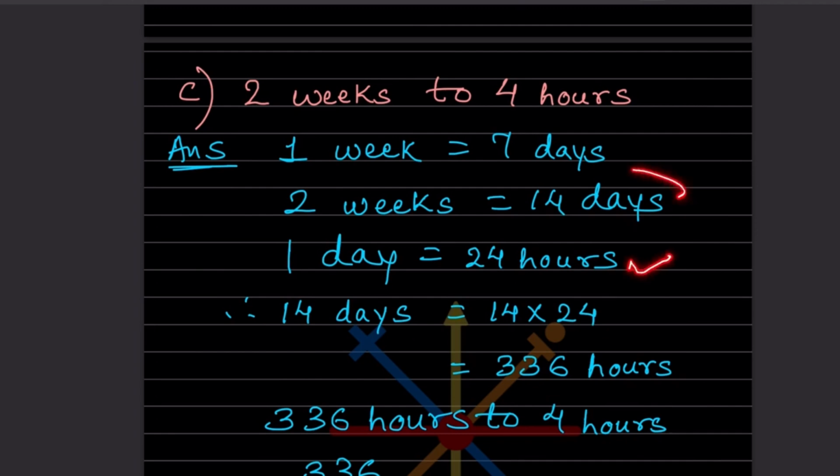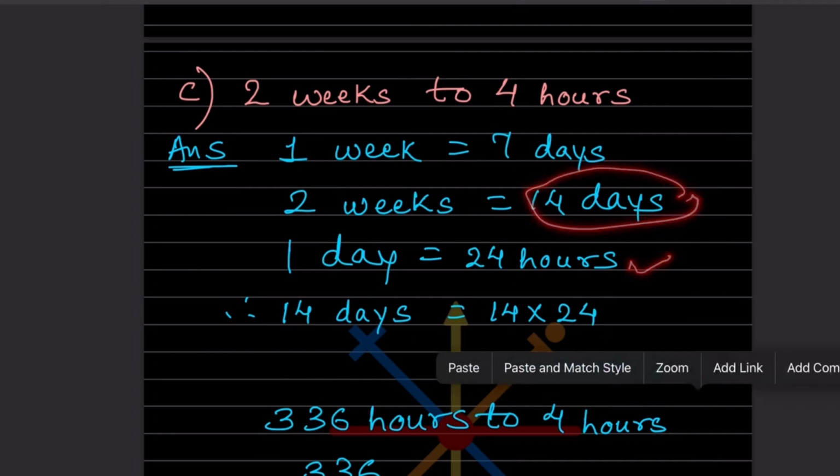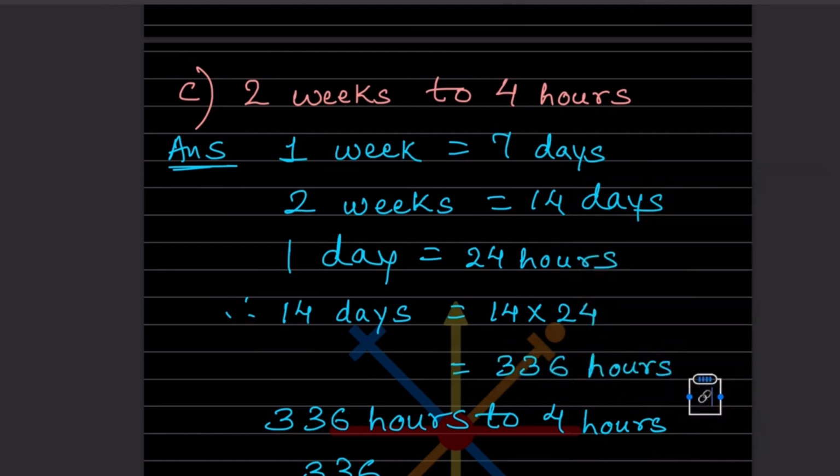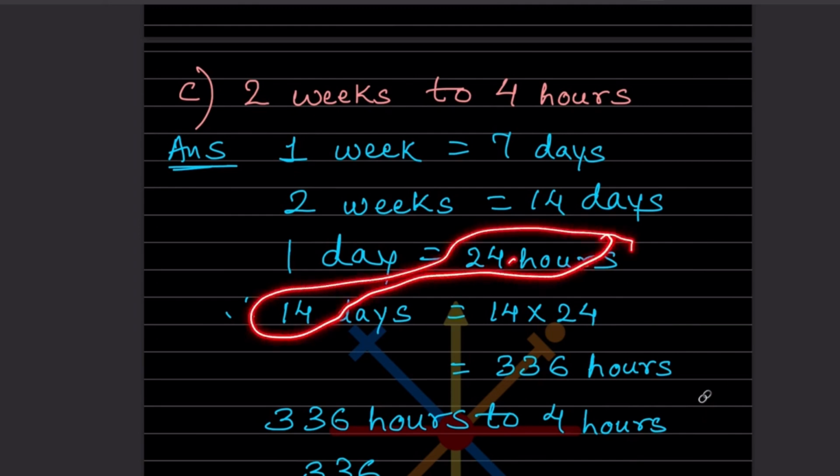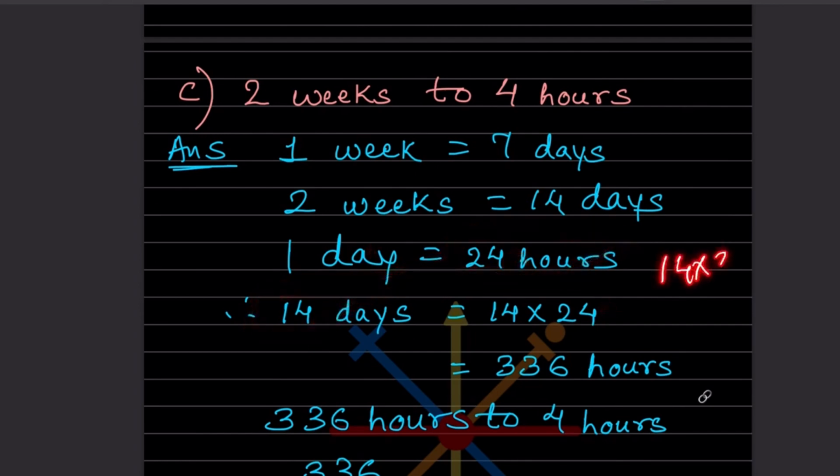So now we have 14 days. So 14 days will be how much? What are you going to do here? 1 day is 24 hours. So 14 days is going to be, days and days together, 14 into 24, and of course this 14 into 24 divided by 1. That will be the same, 14 into 24, that is 336, because we converted this into hours. So this also should be in hours.